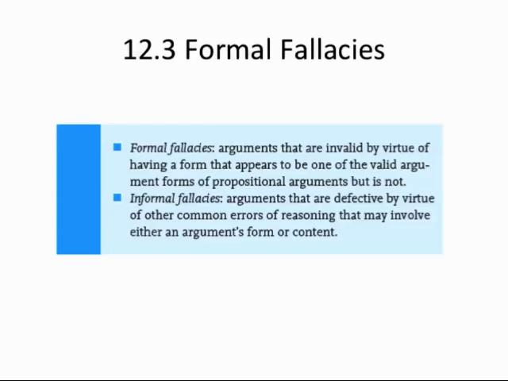Now that we've looked at some standard forms of valid argument, let's look at some standard formal fallacies. These are tricky because they look a lot like their valid cousins, but they're not, and we've got to be able to detect them when they occur. Let's take a look at a formal fallacy that is often mistakenly accepted as perfectly valid.